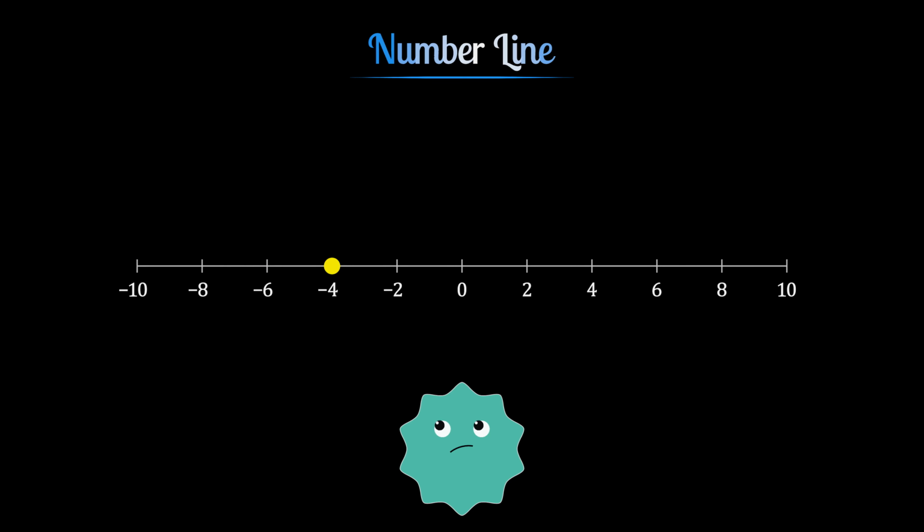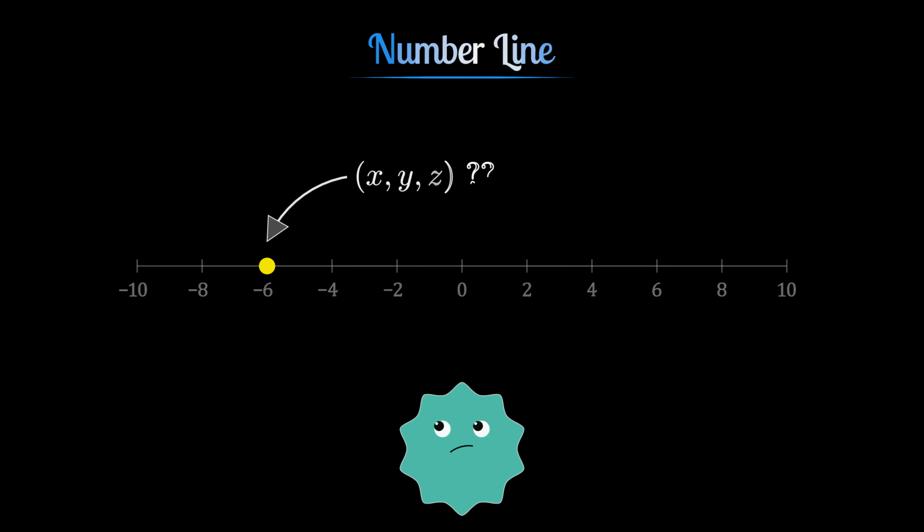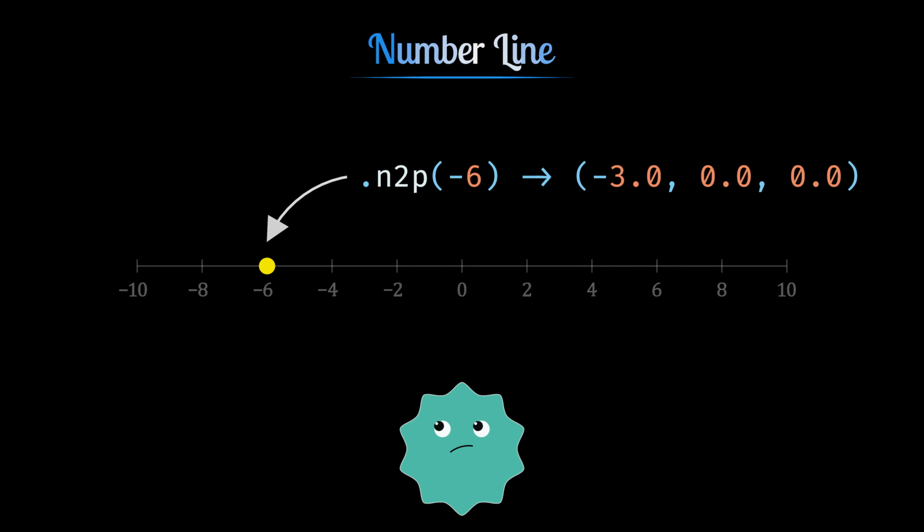So to know the location or the coordinates of the number -6 in the scene, we need to call the number_to_point method, or n2p for short. It returns an array of 3 elements specifying the x, y, and z coordinates of the canvas. Conversely, if you need to find out what number is being displayed at some coordinate x, y, z, we can use the method point_to_number, or p2n for short.